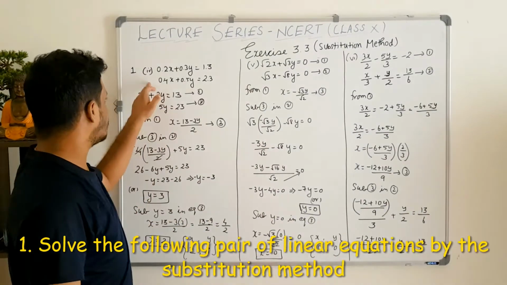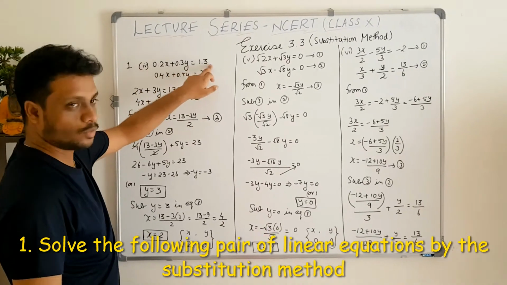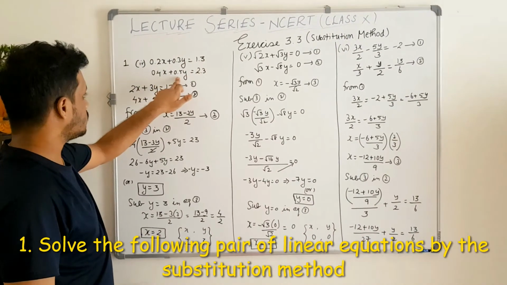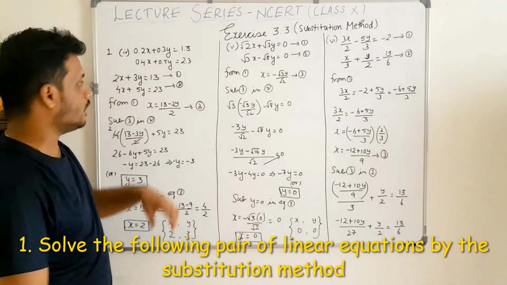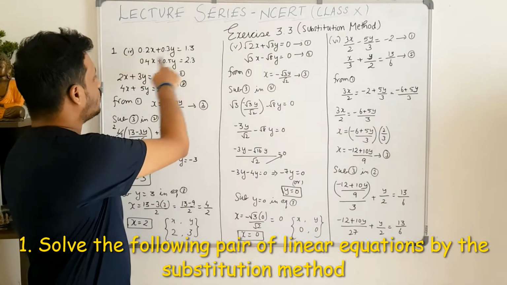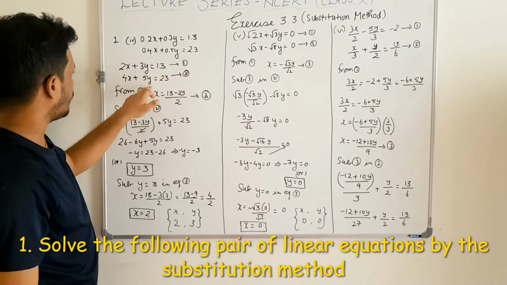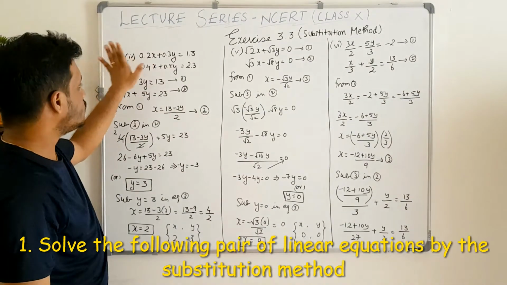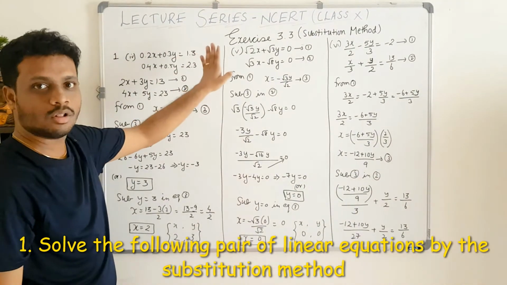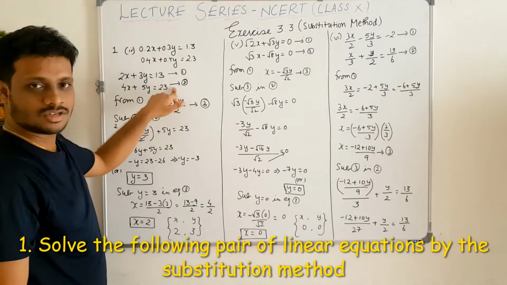So this is the fourth question. It is given that 0.2x plus 0.3y equal to 1.3, 0.4x plus 0.5y equal to 2.3. So the equation is with decimals. So what we are trying to do is we are multiplying the entire equation with 10, so that you get 2x plus 3y equal to 13, 4x plus 5y equal to 23. This does not change anything from whatever is given, since we are multiplying that number commonly to all the elements of it. Why I have done this is just for simplicity.